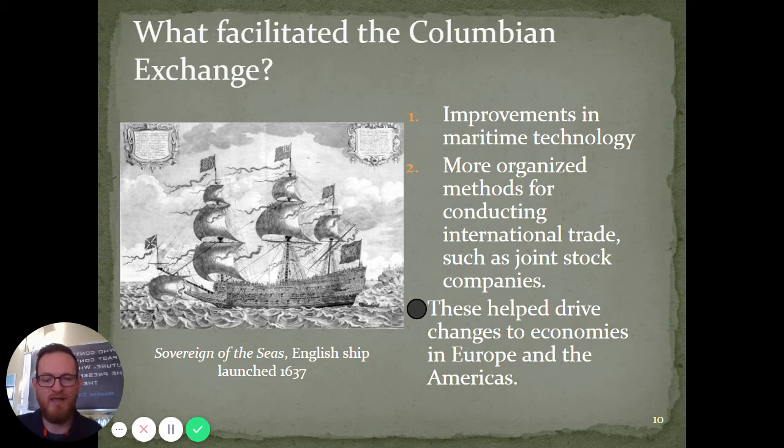There's specifics with that that you can mention. Again, really navigation was the big thing that improved during this time. So you have that. Two, more organized methods for conducting internal trade or international trade.